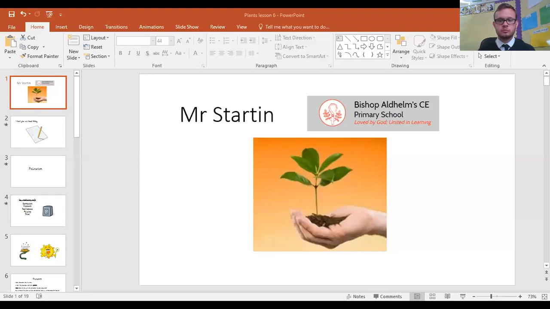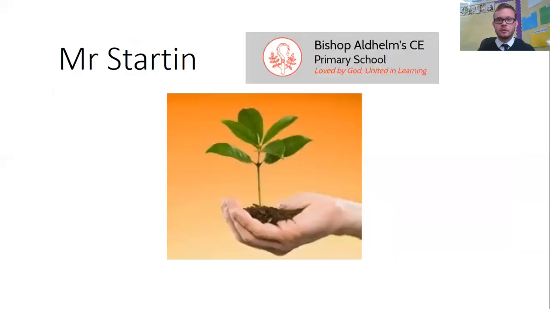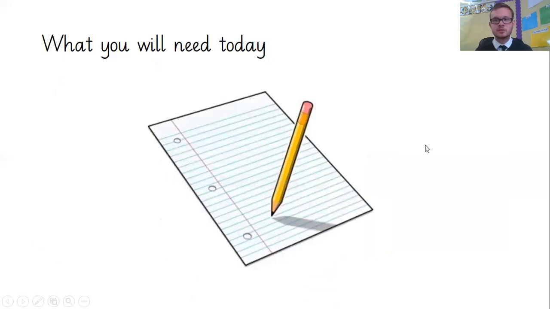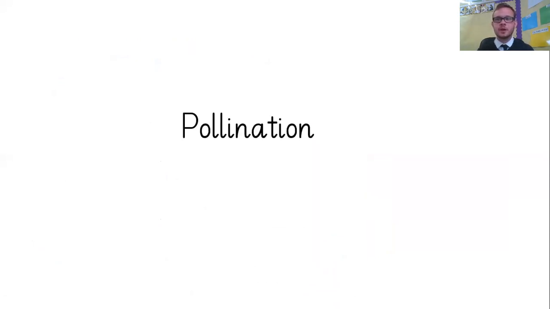So I'm just going to share the screen with you like always. There we go. Right, so we're on to lesson 6 now of our plants, and let's have a look at what we're doing today. So what you'll need is just a pencil and paper. If you've got some colouring pencils or felt tips, that will also come in handy for the last task, but all you really need today is pencil and paper. Okay, and like I say, today's lesson is all about pollination and what it is.